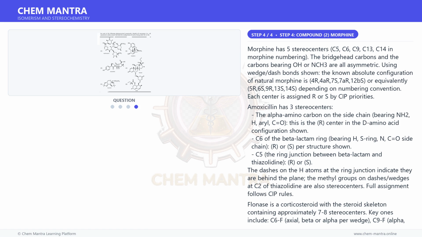Any incorrect assignment arises from misidentifying the spatial orientation, confusing wedge for dash, misapplying CIP priorities, for example ranking O versus N incorrectly, or overlooking a stereocenter, for example a quaternary carbon that appears symmetric but bears 4 different ring path substituents. Careful application of CIP rules to each center, using the drawn stereochemistry, yields the unique correct RS label for each. Therefore, the correct answer is each compound's stereocenters labeled RS in answer key.